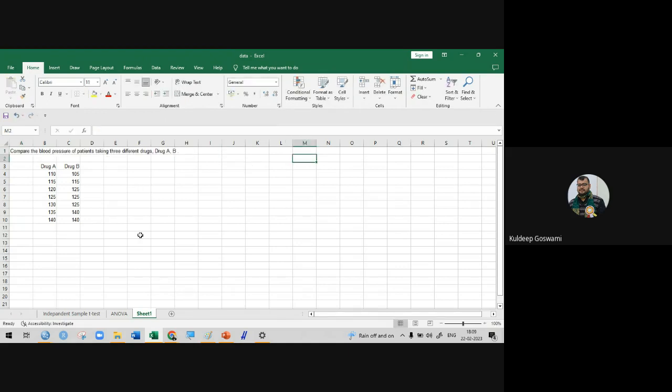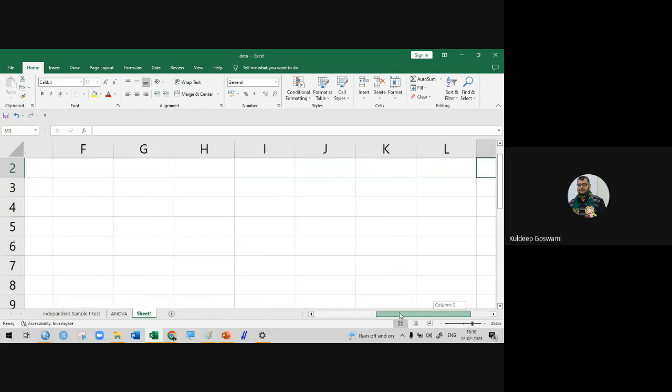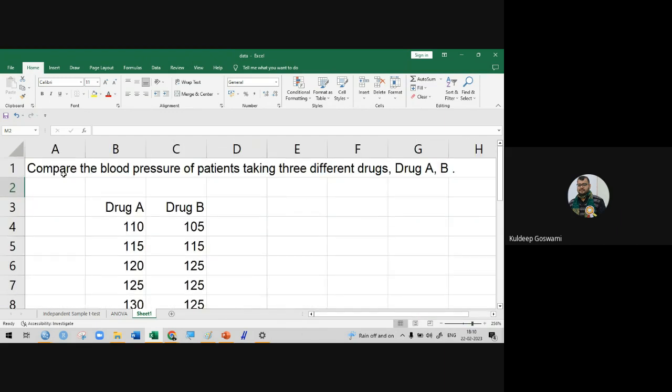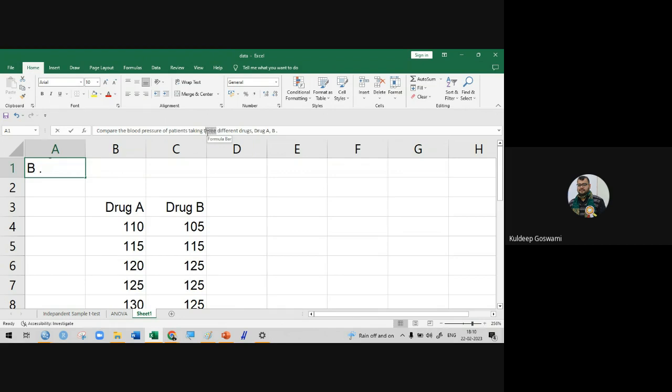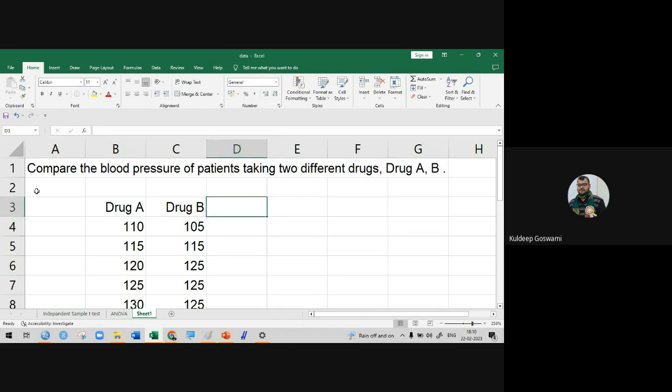Is it visible? Say this is an example. You have to compare the blood pressure of patients taking two different drugs, A and B. A company wants to see whether drug A has some effect on the patient or drug B has some effect. What will you do then?